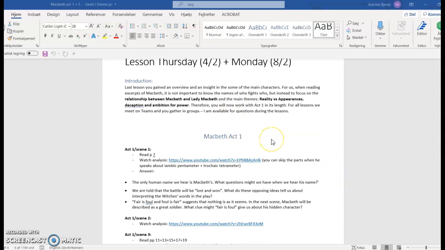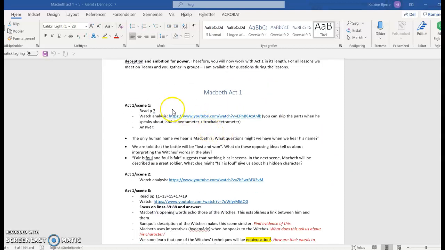And I've structured it the same way. It's my plan that it's a help for you. I've divided all of these into the different scenes, but you're doing almost the same thing for each scene. You begin with reading something, and I've written to you where it is. Then you're going to watch an analysis, and then you're going to answer some questions.